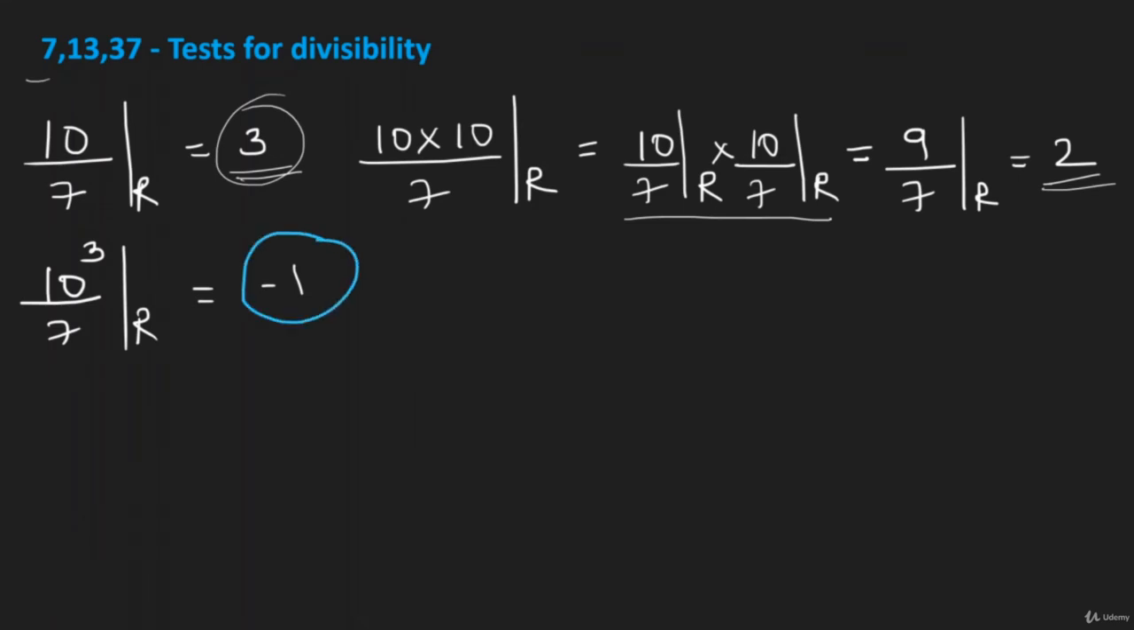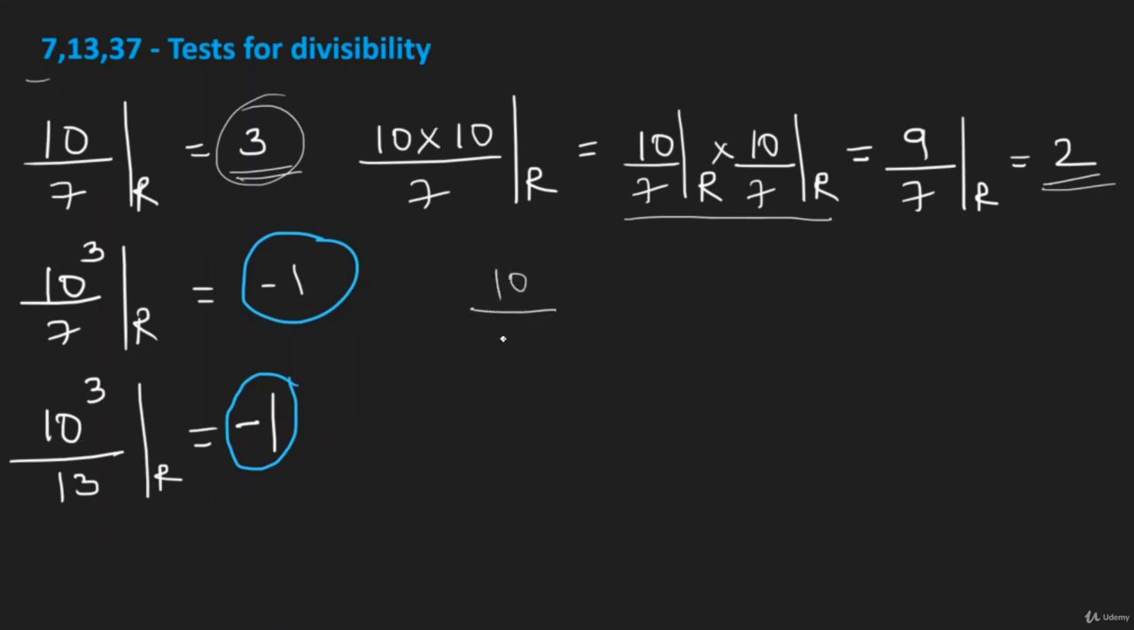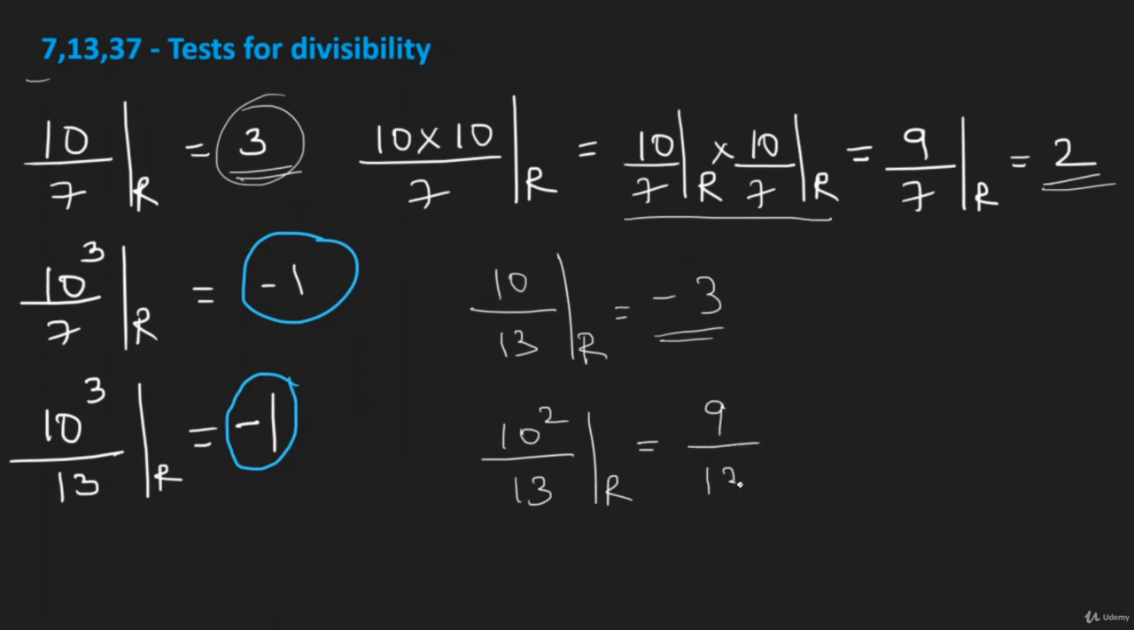Now if you do the same thing for 13, you will find that 10 to the power 3 divided by 13 also will give you a remainder of minus 1. Let's quickly do that. 10 by 13, what's the remainder? 10 by 13 gives me a remainder of minus 3, right? I can write it as 13 into 1 minus 3. So that's a remainder of minus 3. Now if I have 10 square by 13 remainder, that would be minus 3 into minus 3, which is 9. 9 by 13 remainder gives me a remainder of 9.